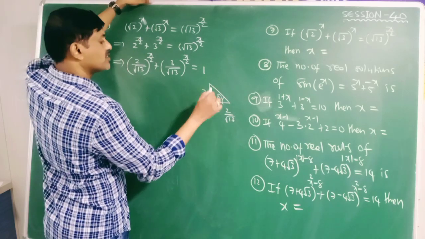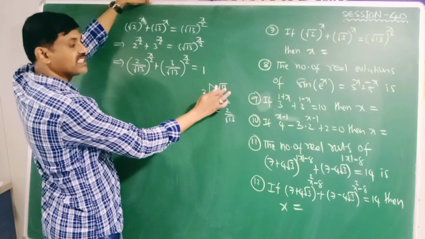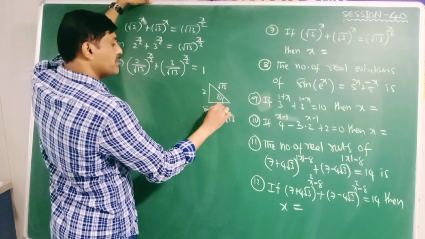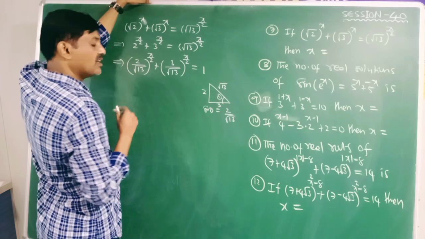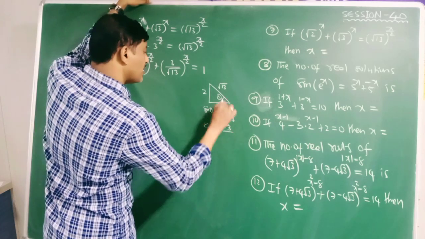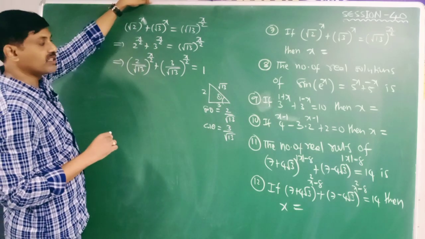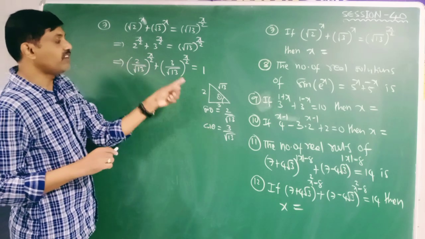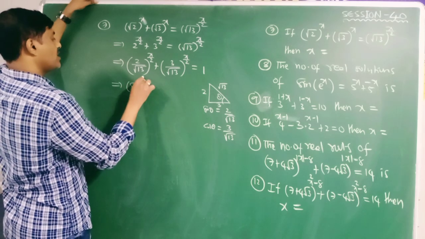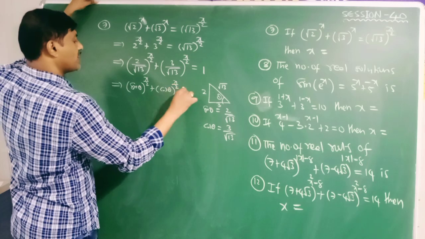Now this is the opposite side, this is the hypotenuse. What is the remaining side? This square minus this square: 13 minus 4 will become 9, root 9 will become 3. Now what is cos theta from this? Adjacent by hypotenuse, cos theta is equal to 3 by root 13. So I will write simply sin theta whole power x by 2 plus cos theta whole power x by 2 is equal to 1.